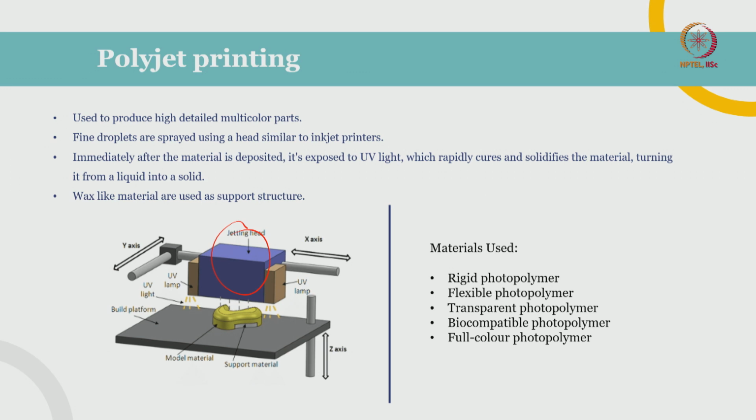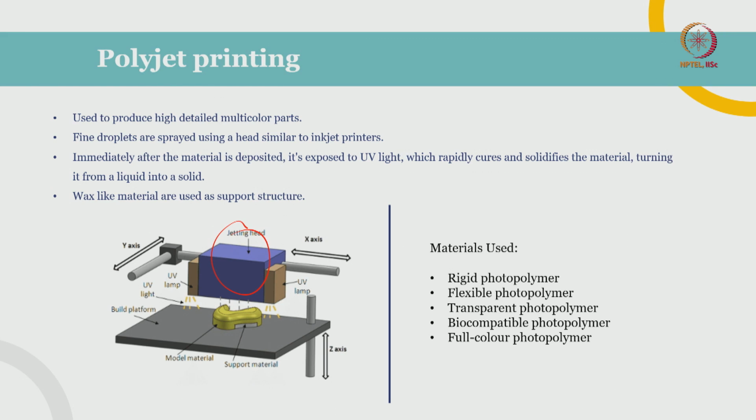Okay, UV light. These photopolymers are very reactive towards UV light. So once they come in contact with UV light, they immediately solidify. Once it is in the print head, it will be in the form of liquid, and once it comes in contact with UV light, it will immediately solidify. Okay, so that's how PolyJet printing works.